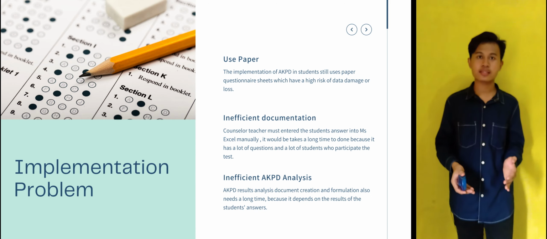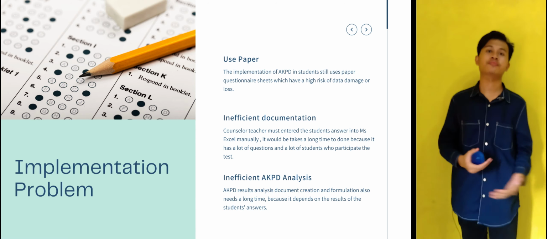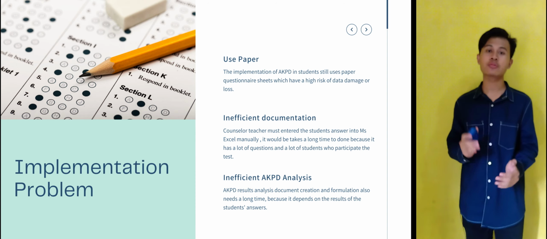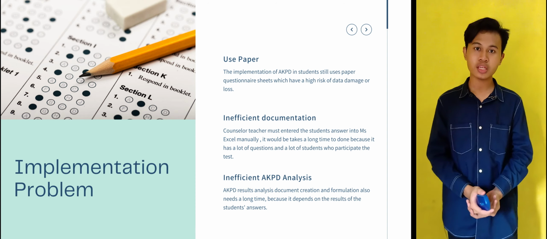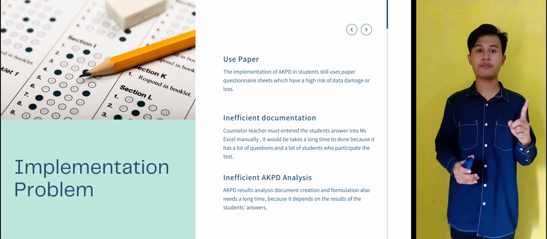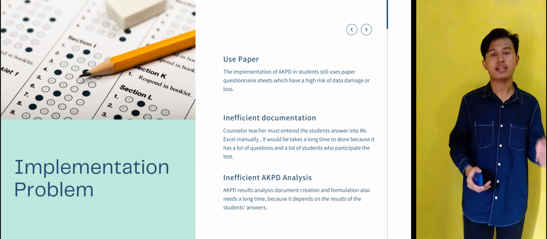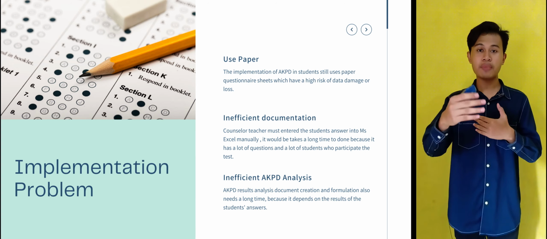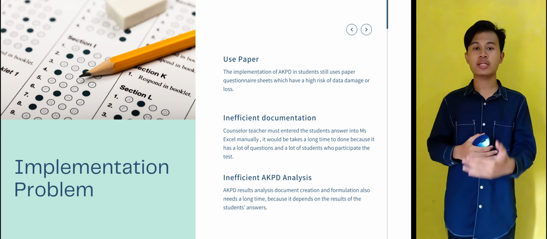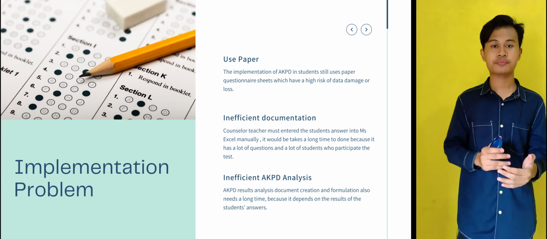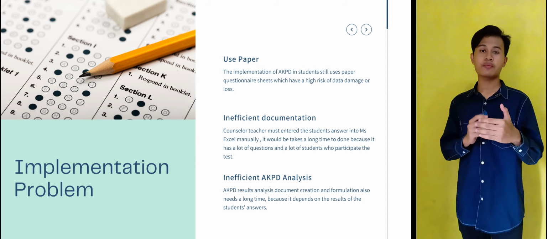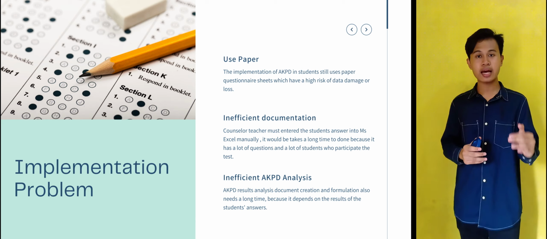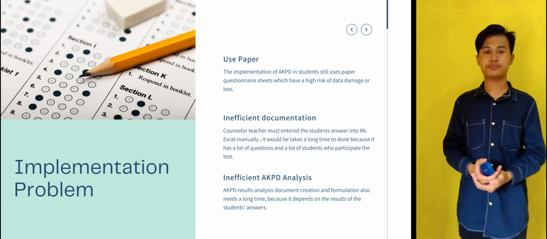Okay, the next is problems. Problems in the implementation of AKPD in 21st Bandung Junior High School. The first is still using paper sheets. In this implementation of AKPD, students still must answer the questions of AKPD by using paper sheets, which have a high risk of data damage or loss.